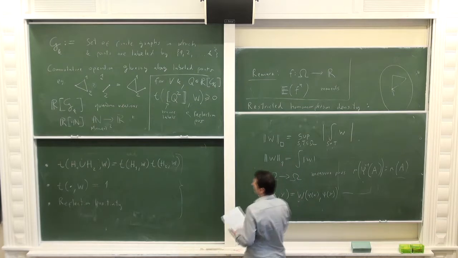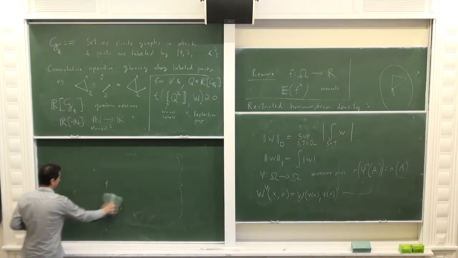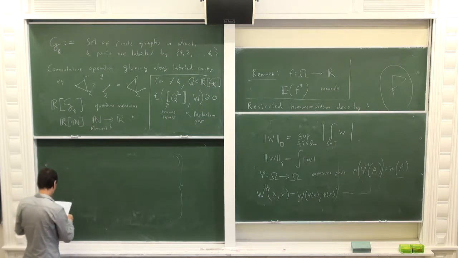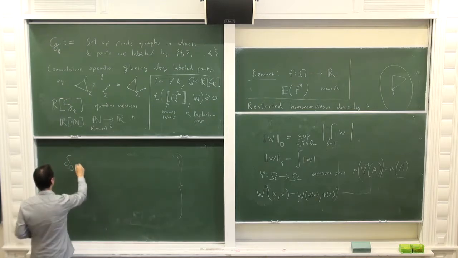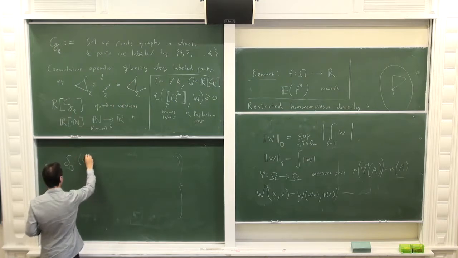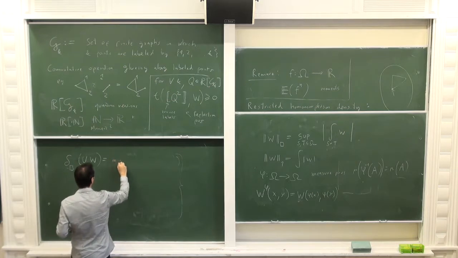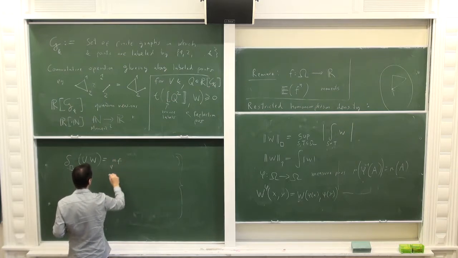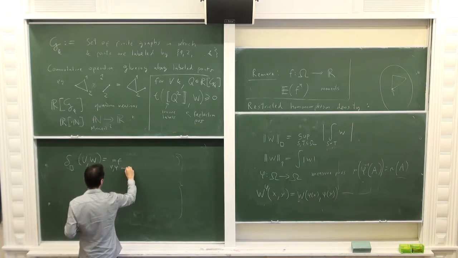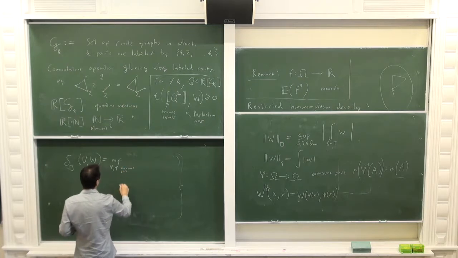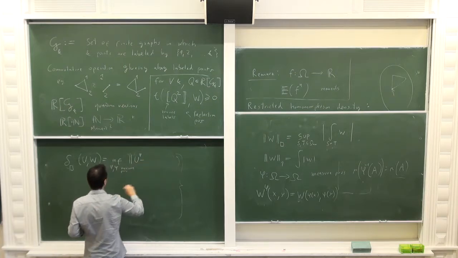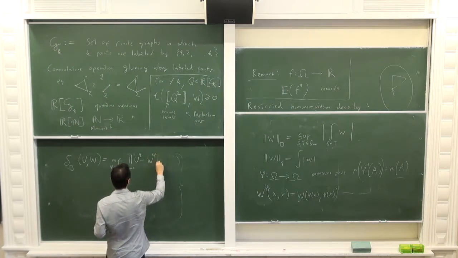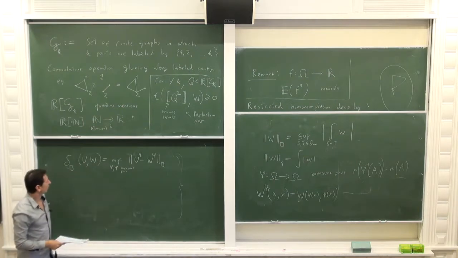So with this, we now define a metric, or a certain pseudo distance, delta square, on the space of graphons on omega. It is the infimum over all pairs of measure-preserving transformations phi and psi of the cut norm of the difference U phi minus W psi.